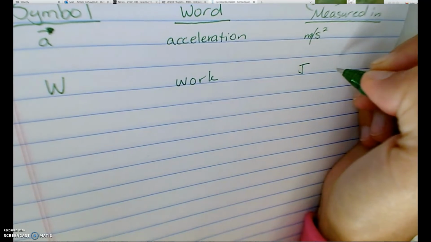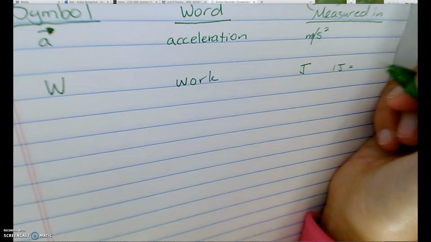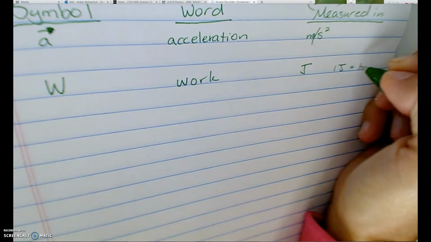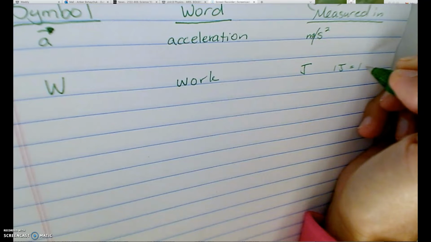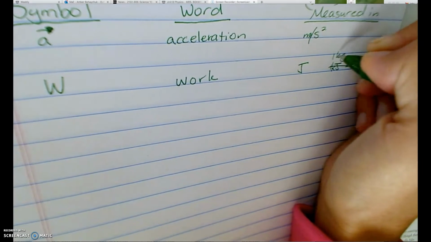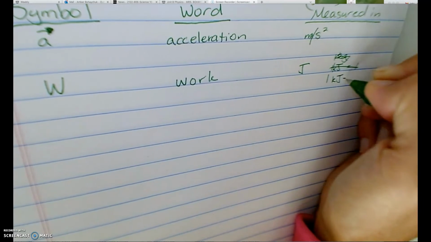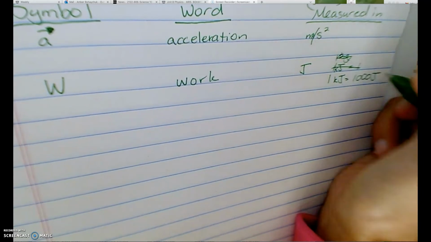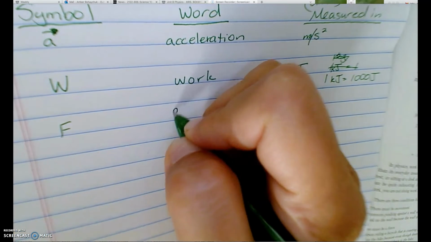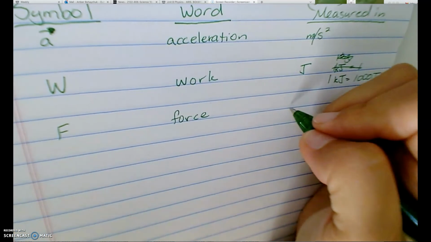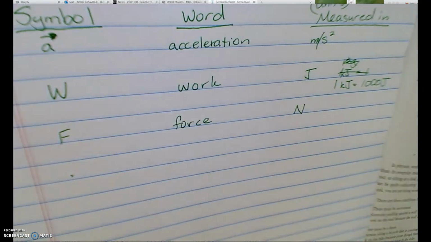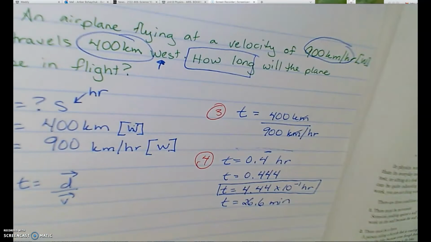Work is measured in joules. We did energy before in joules as well. It's a kind of energy, work energy. 1 kilojoule is 1,000 joules. What did we say? Force is measured in newtons. And d was distance. We already had that on a different page. That is still measured in meters.